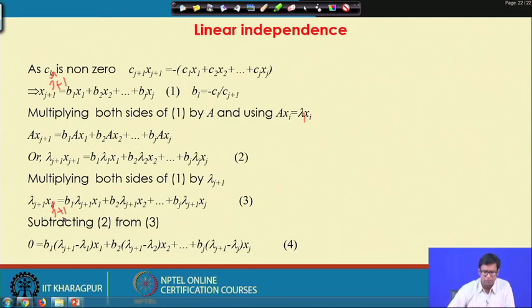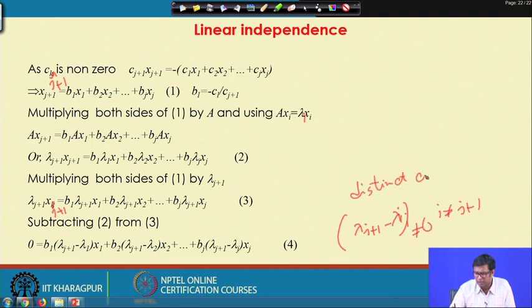So, you subtract 2 from 3 and we get 0 is equal to b 1 times lambda j plus 1 minus lambda 1, plus b 2 times lambda j plus 1 minus lambda 2, plus up to b j times lambda j plus 1 minus lambda j. And lambda j plus 1 minus lambda i is not equal to 0, because they are distinct eigenvalues.